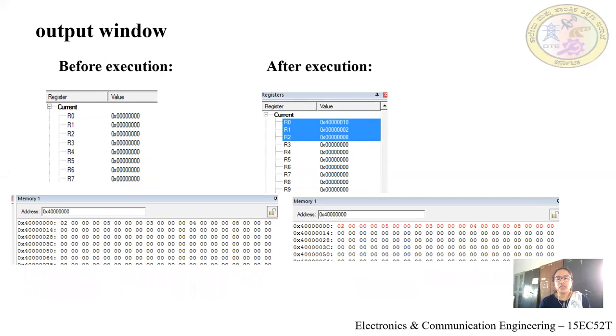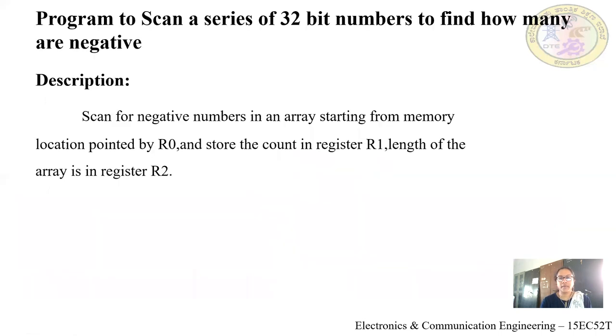Now the search number is not in the array. So now we search for 2, and the array elements are 5, 3, 4, 8. Here the number 2 is not there. So what happens? R5 will be loaded with value 0. Okay. So one output is if the number is found, and the other output is if the number is not found in the array. Fine. We'll move on to the next program.